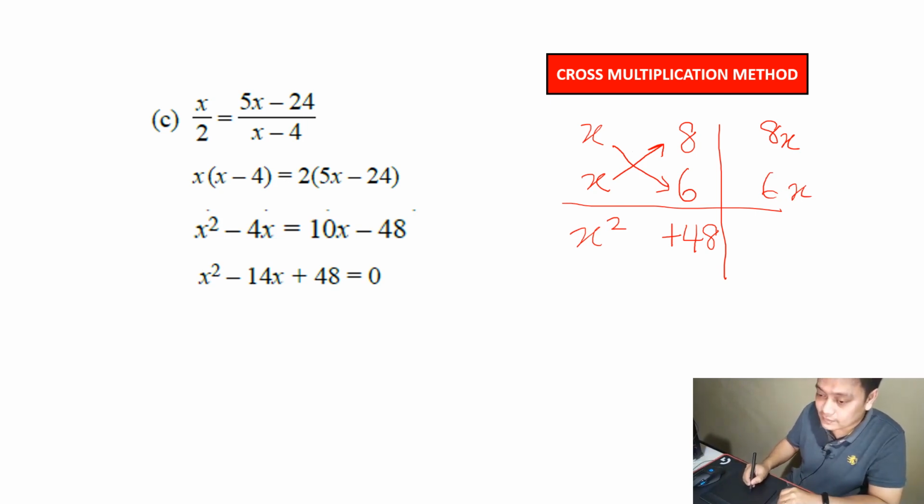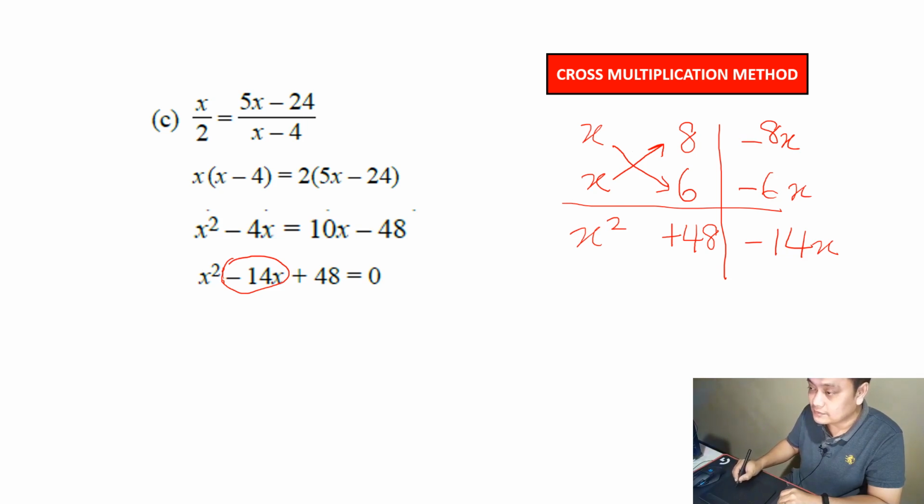Okay, you look at this one, negative 14x. Here we should get negative 14x. So that means negative 8x here, and here is negative 6x. Because negative 8x plus negative 6x, we will get negative 14x.